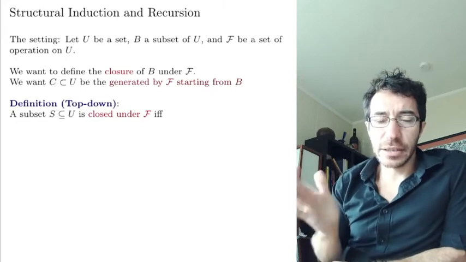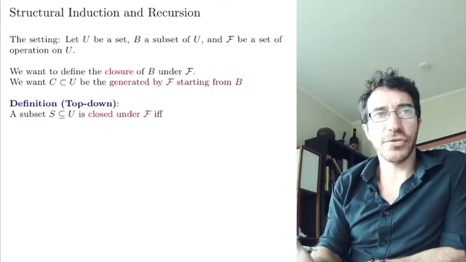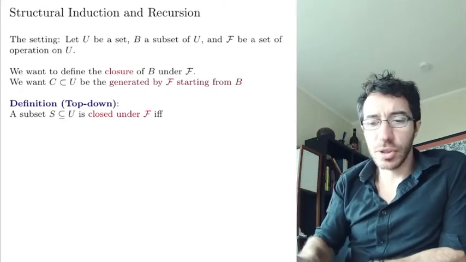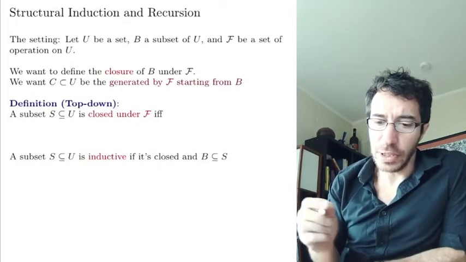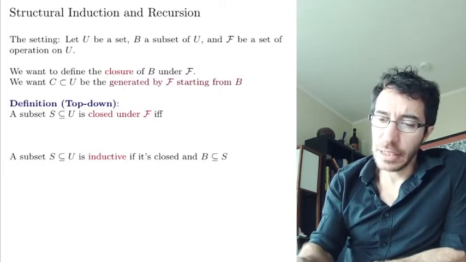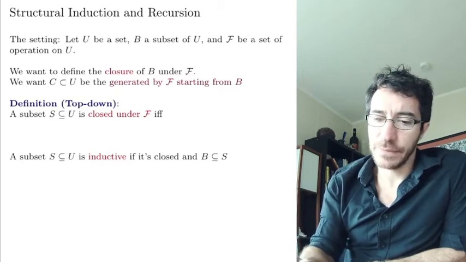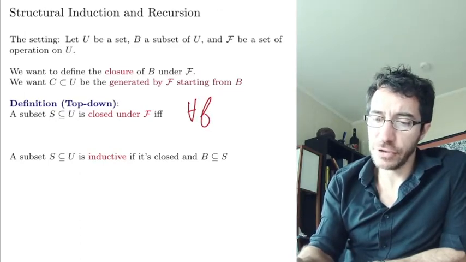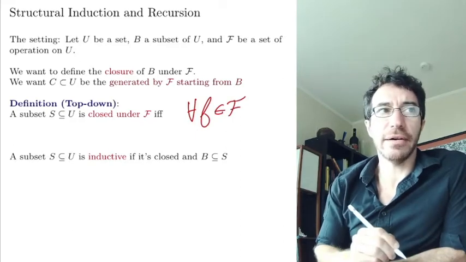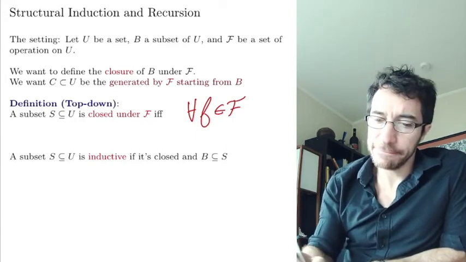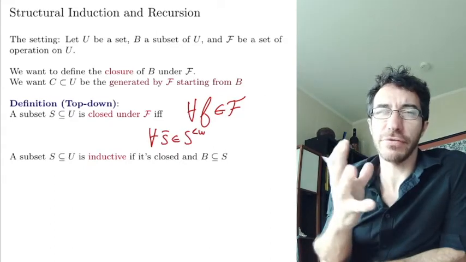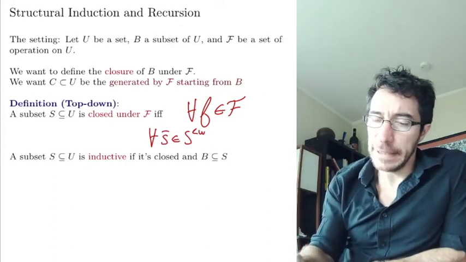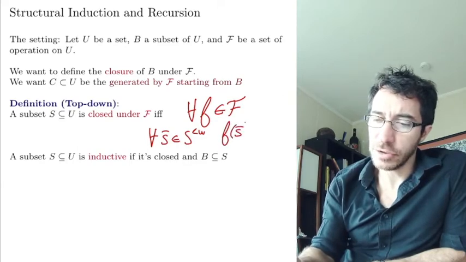So we have a set S that is a subset of your big universe U. We say that it's closed under the functions in F, closed under F, if what? If, what do you guys think? If for every function F that belongs to the family of functions that we have, and for every tuple in S of the right length that we can apply F to, because F, remember, takes many inputs, F of S also belongs to S.